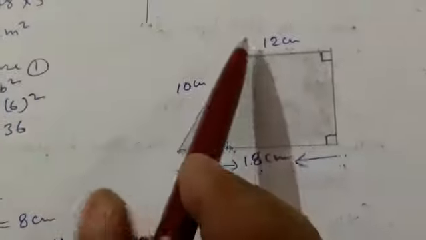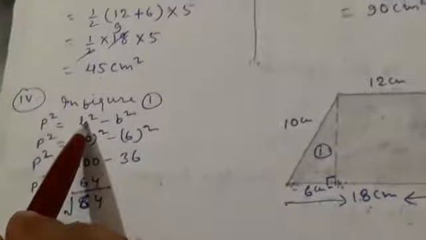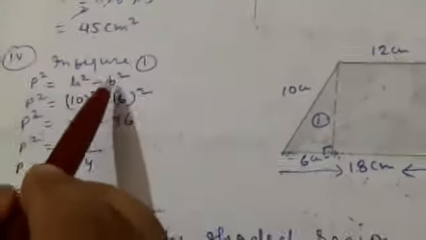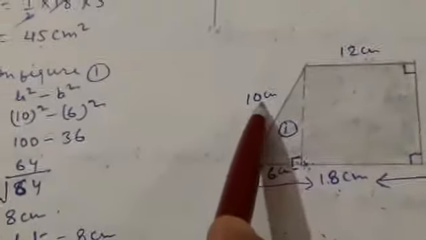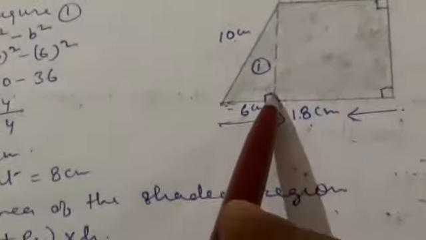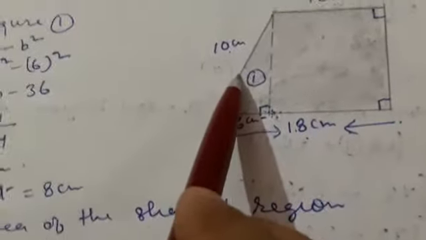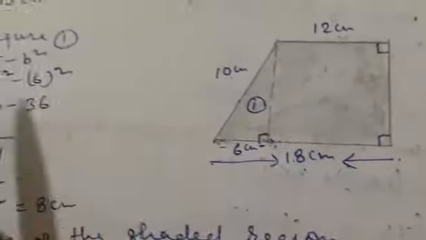Now let us find out this perpendicular. This will be the perpendicular side. So perpendicular square is equal to h square minus b square, means hypotenuse square minus base square, by Pythagoras theorem. So p square is equal to, what is hypotenuse? This one is called hypotenuse because it is opposite to this 90 degree angle. This side will be hypotenuse.